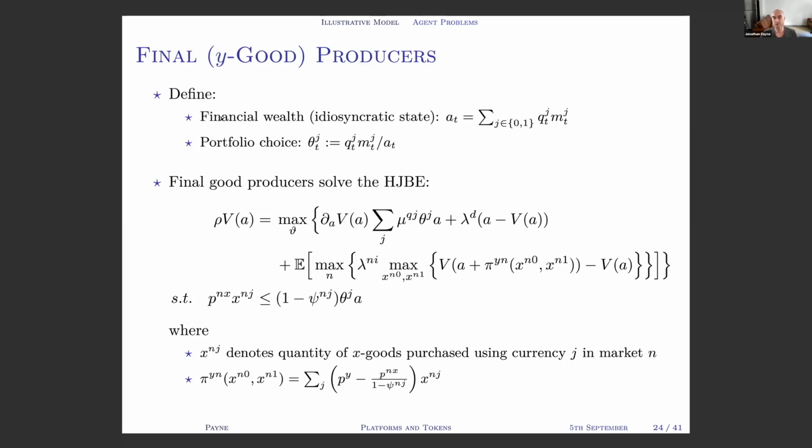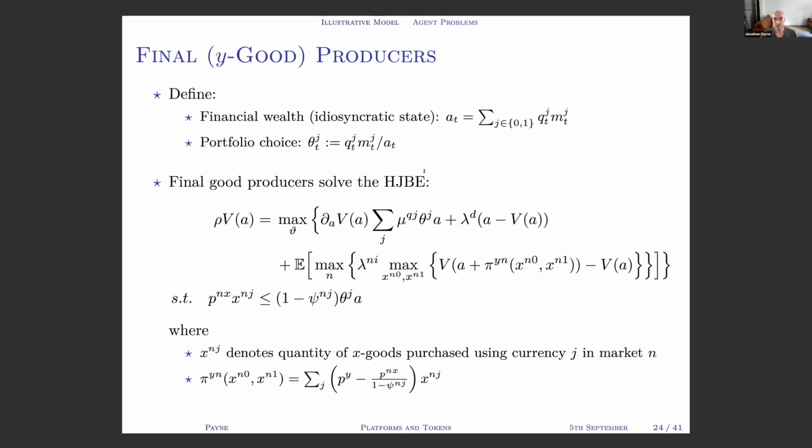So for these Y-good producers, we have their financial wealth, which is defined the same way as you have been for the past few days, right? It's the market value of all the monies they hold. And then we have their portfolio, which is the value of their money divided by their total financial wealth.